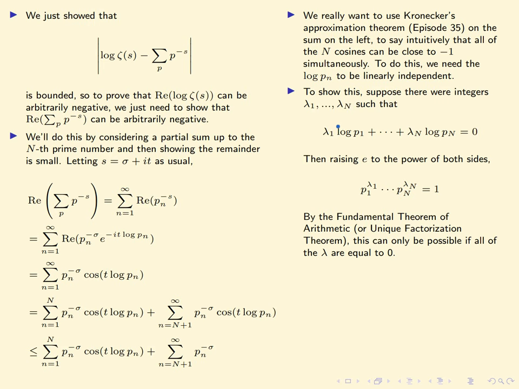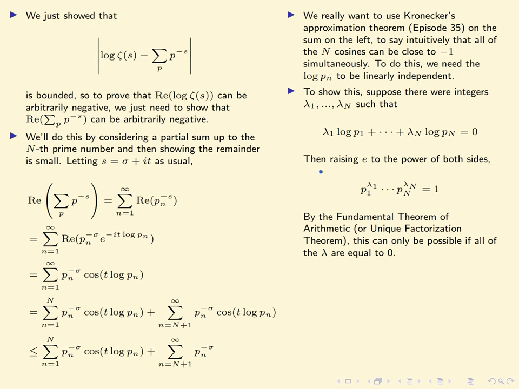And fortunately, this is not too hard to prove. Suppose that there were integers, lambda sub 1 through lambda sub big N, such that lambda sub 1 log of p sub 1, plus and so on till lambda sub big N log of p sub big N, is equal to 0. Linear independence just means that if this is true, then all of the lambdas must be equal to 0. And you've probably seen this before if you've taken a linear algebra class.